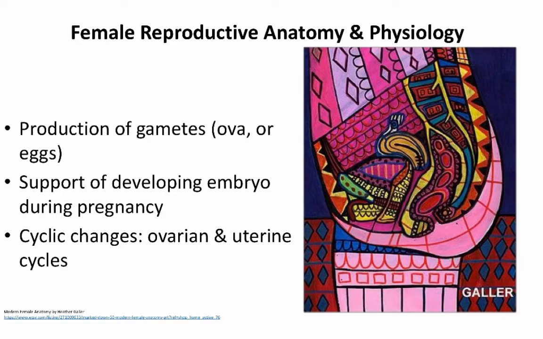What makes all of that possible are cyclic changes within the ovary in response to changes in hormones released by the anterior pituitary gland, and changes in the uterus that are a function of changes in hormones from the ovaries.